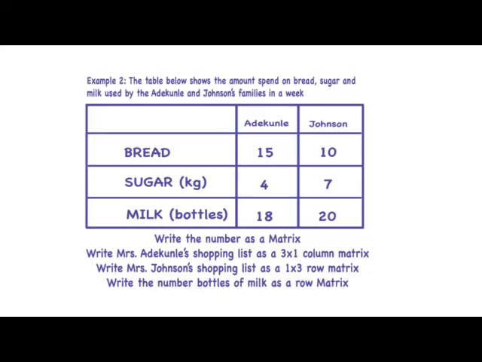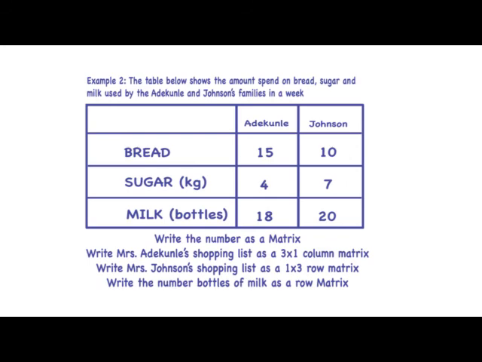Here is an example we are going to cite. The table below shows the amount spent on bread, sugar, and milk used by the Adekunle and the Johnson families in a week. Here we have the table where we have the rows and the columns. The rows represent the items bought, which are bread, sugar, and milk, while the columns represent both families, which are the Adekunle and the Johnson family. Now, a question is asked: A, write the numbers as a matrix.